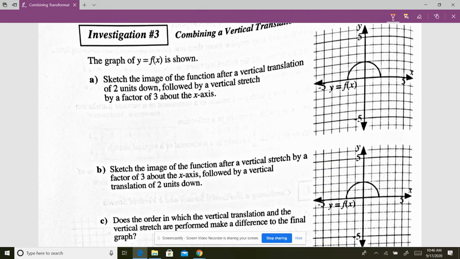Same graph, little half circle, semicircle. Sketch the image of the function after a vertical translation of 2 units down. So what do I do with the graph? Just move every point 2 units down. So that moves to there, that one goes to there, and that goes there. So there's that bit in orange.